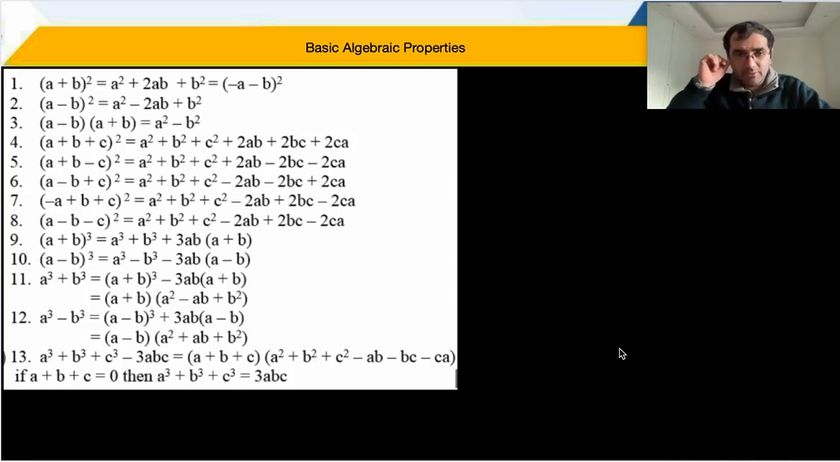Then one property जो थोड़ा कम use होती है, a plus b plus c whole square, which is the fourth property, is equal to a square plus b square plus c square plus 2ab plus 2bc plus 2ca. Fifth, sixth and seventh properties इसी के variation हैं. These are not separate properties.